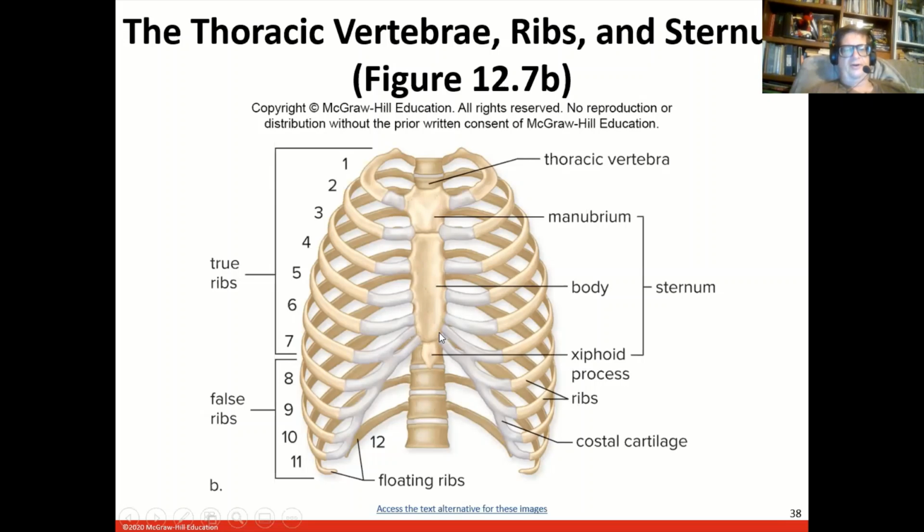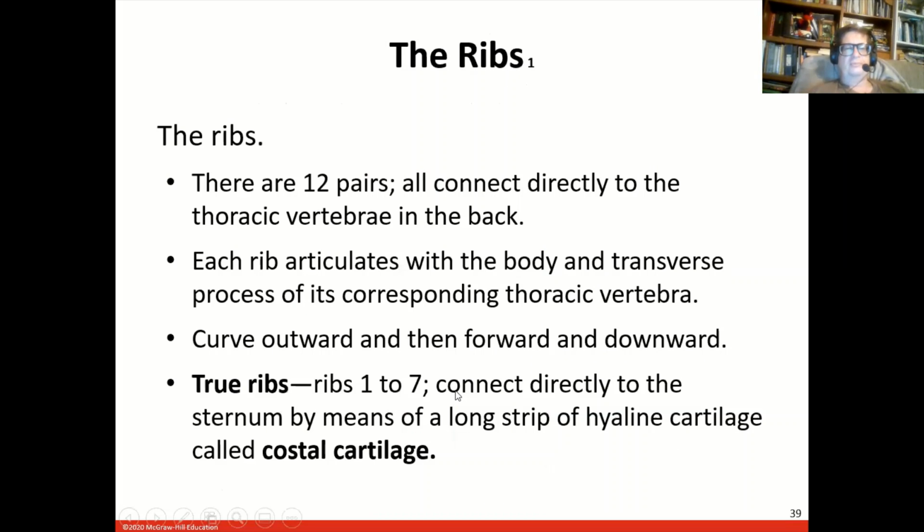fuse together. So the true ribs, you have the rib articulating with cartilage end that touches the sternum. The false ribs don't. They hook to other ribs. So you have cartilage, cartilage, cartilage, cartilage, all the way up there until it touches. Anyway, let's move on. So 12 pairs of ribs, all are connected directly to thoracic vertebra in the back.